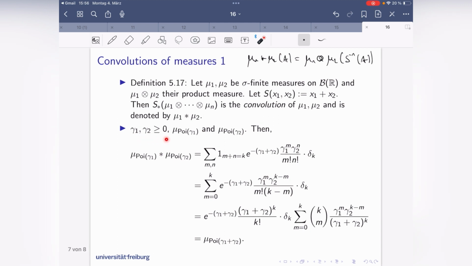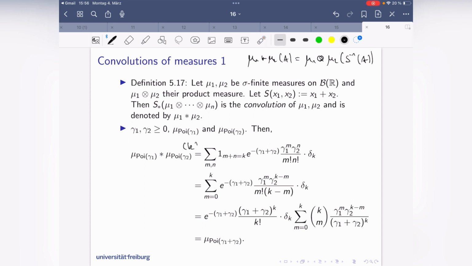I have two Poisson distributions, and I want to compute the convolution. Convolution here means, okay, I forgot something like k here, so that's the value at k. I have to make up here in my mind what could this and this here be, such that their sum is k. So m is the first, n is the second, and the sum should be k. And then I also have the weights of the two Poisson distributions, e to the minus gamma 1, gamma 1 to the m over m factorial, and the same for gamma 2. And that's the basic formula, what the convolution looks like.